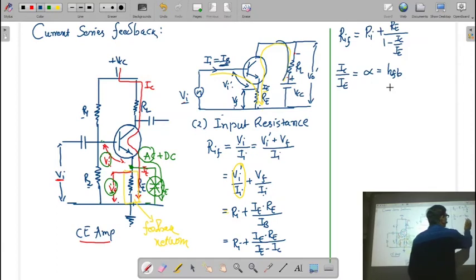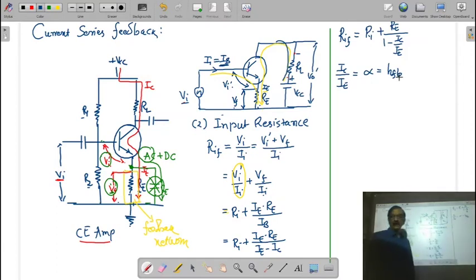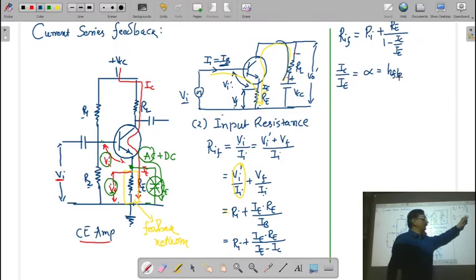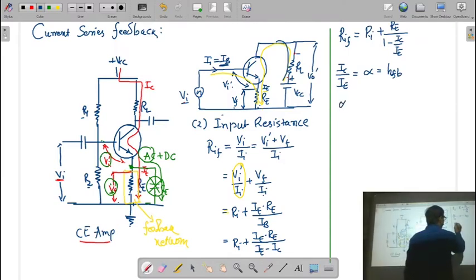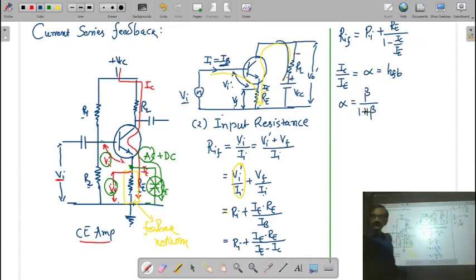Already you know that B is representing a common base and F is a forward current gain. So IC by IE parameter is nothing but HFB. But what is alpha? Alpha is nothing but beta upon 1 plus beta. Correct? You know the relation between alpha and beta.